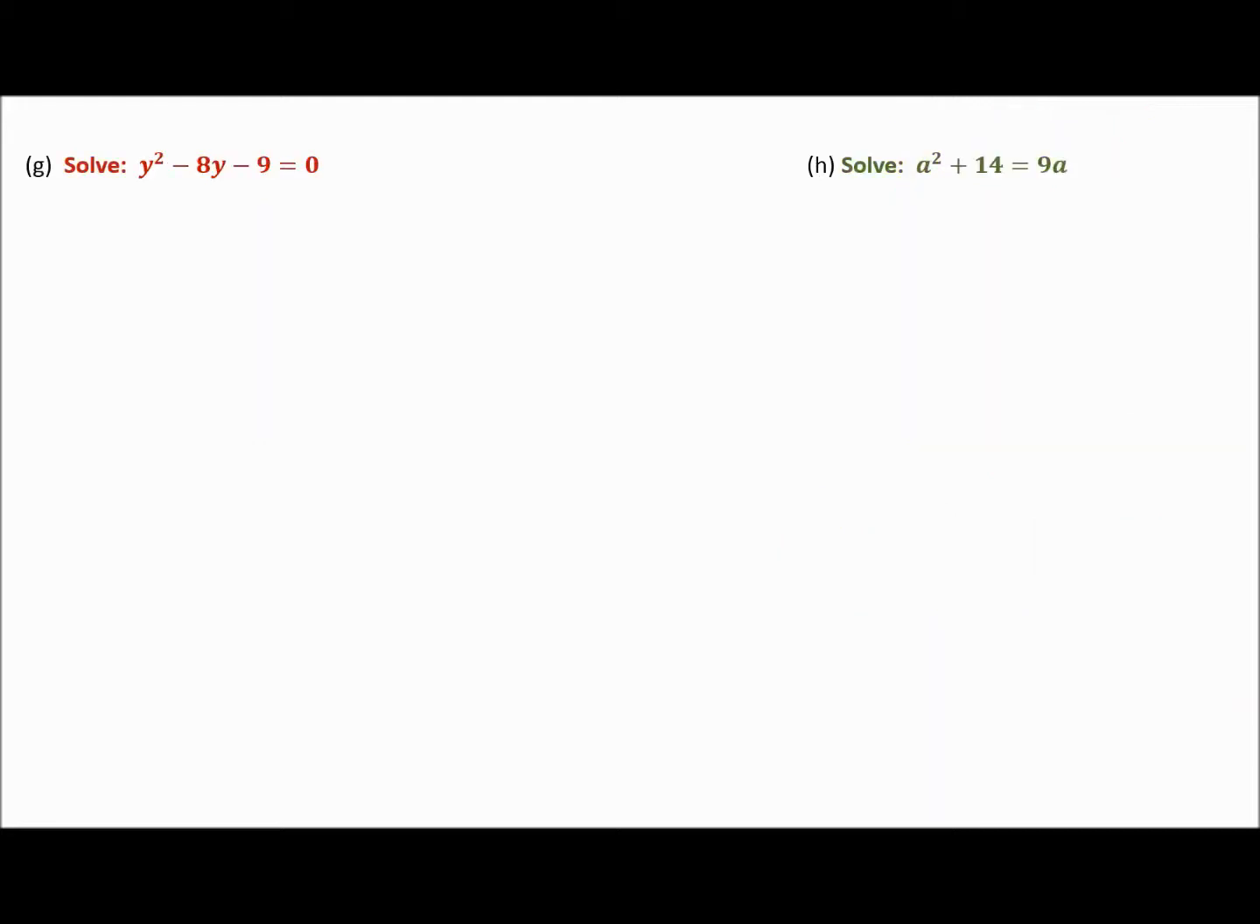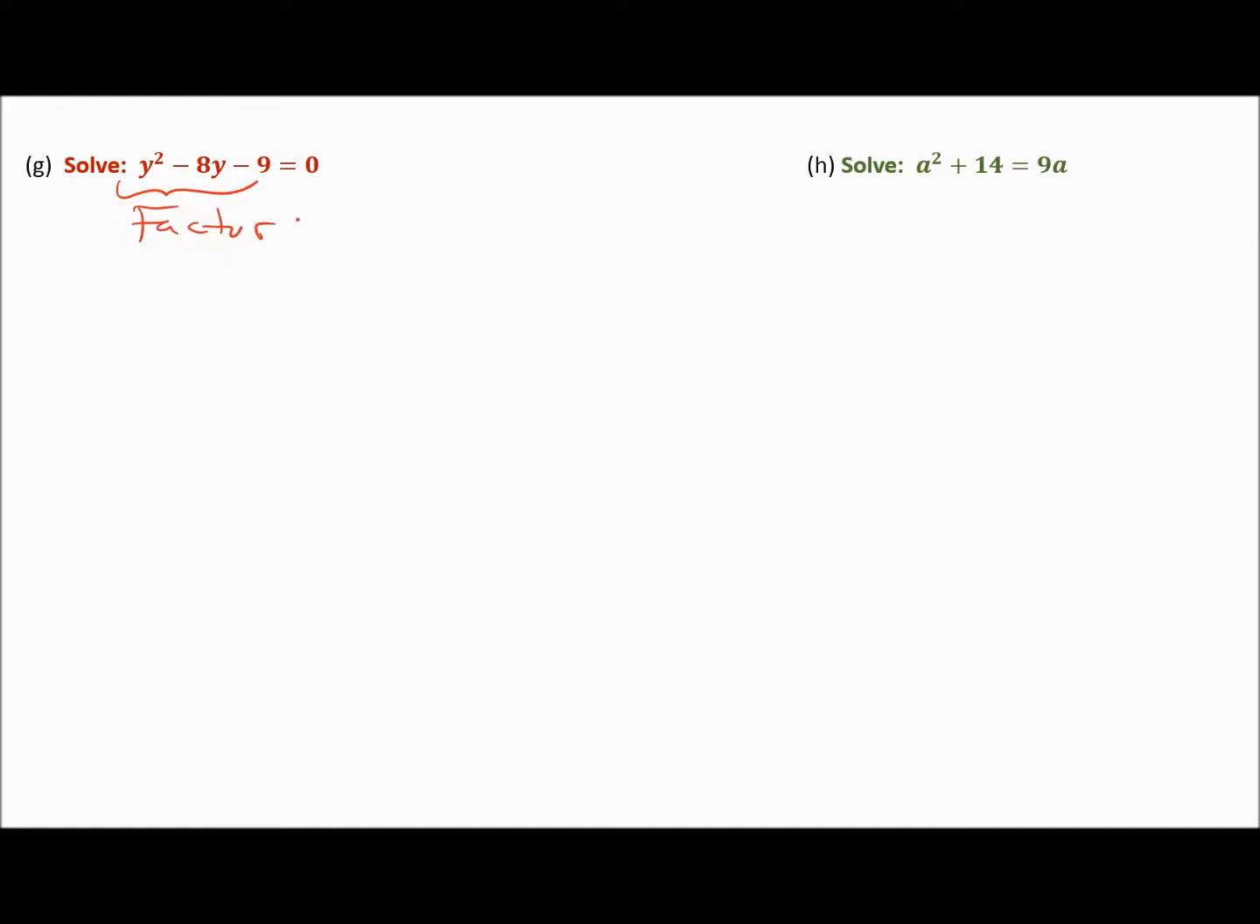All right, for our next problem, G, y squared minus 8y minus 9 equals 0. Again, a couple of things you're looking for. You need to be factored on one side of the equation, and you must equal 0 on the other. And is that the case? Well, one of them is true. I've got it equal to 0, but I am not factored here. So this I must factor first.